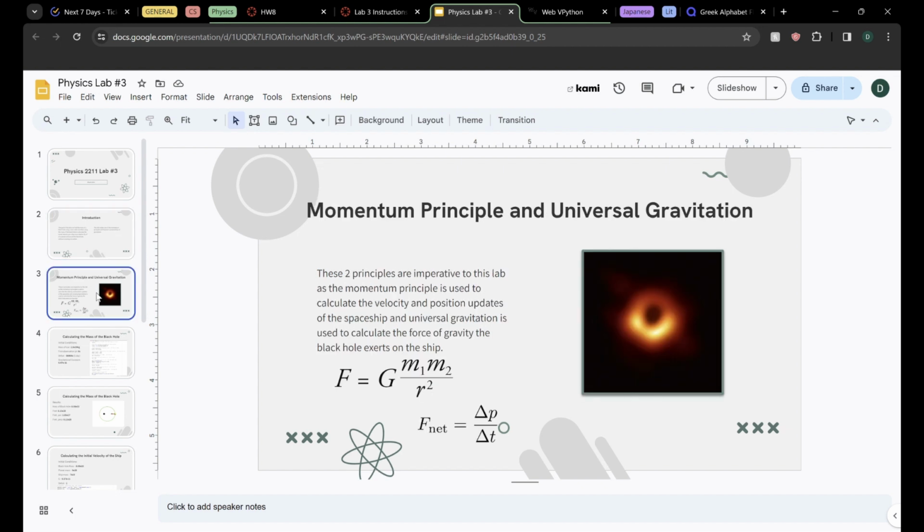The momentum principle and universal gravitation. These two principles are imperative to this lab, as the momentum principle is used to calculate the velocity and position updates of the spaceship, and the universal gravitation is used to calculate the force of gravity the black hole exerts on the ship. And these two are represented by these formulas: F equals G times M1 times M2 over R^2, and F net equals the change in P over the change in T.